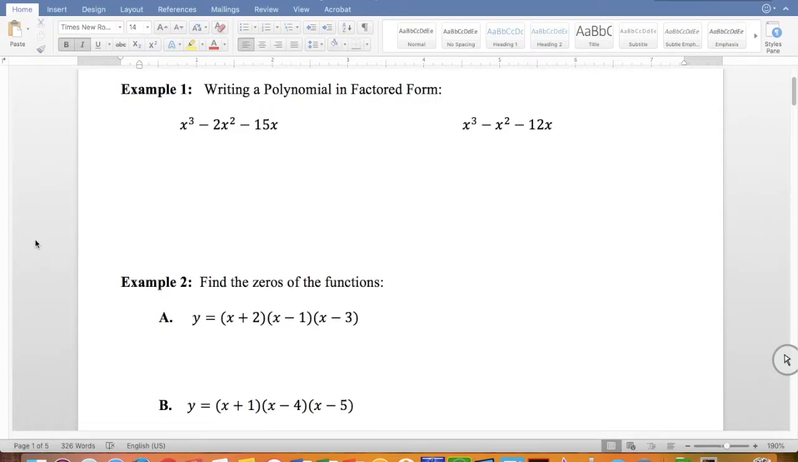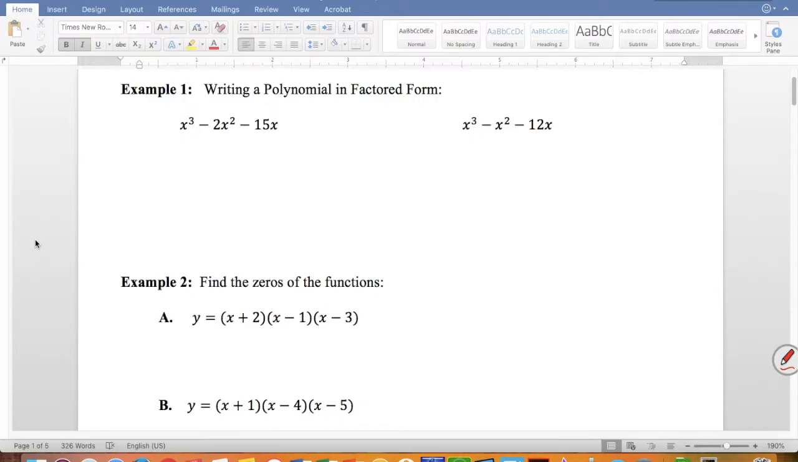We're going to start by writing a polynomial in factored form. So yay, we're going to start with factoring. I know you're excited. When I look at these two problems here, I'm going to look at the first one, obviously, first. I notice that all three terms have an x in them that I can factor out.